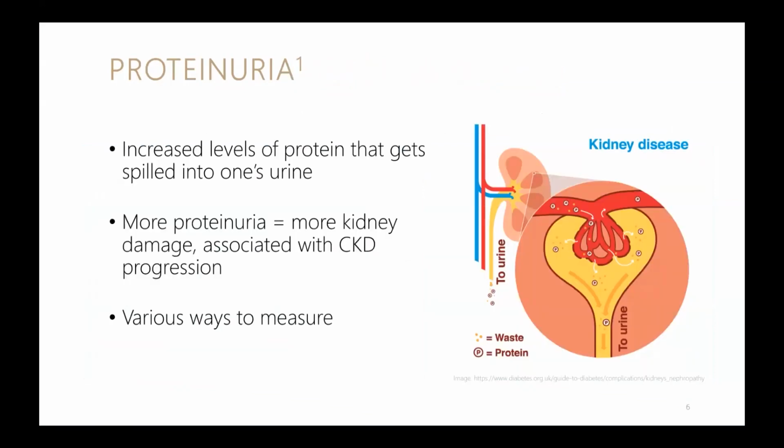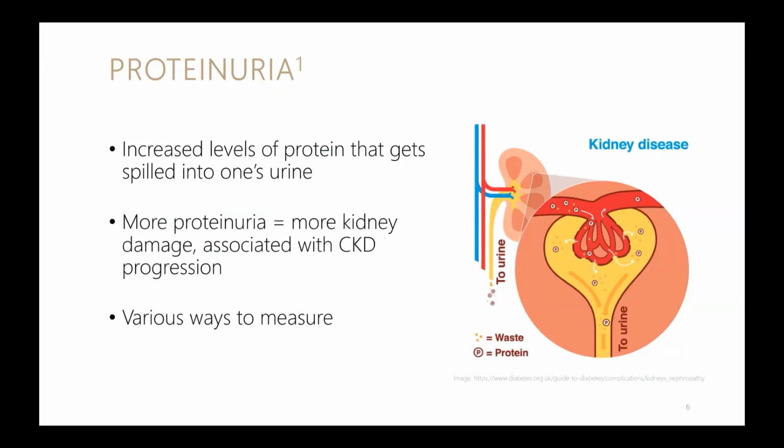So what is proteinuria, you ask? Well, proteinuria is an umbrella term that simply means increased levels of protein that spill into one's urine. This can happen for a few reasons, but often the vessels and the cells of the glomerulus are damaged, which then impairs the normal filtration abilities of the kidney, leading to protein being filtered out when it is normally not. When there is more proteinuria, there is likely more kidney damage.